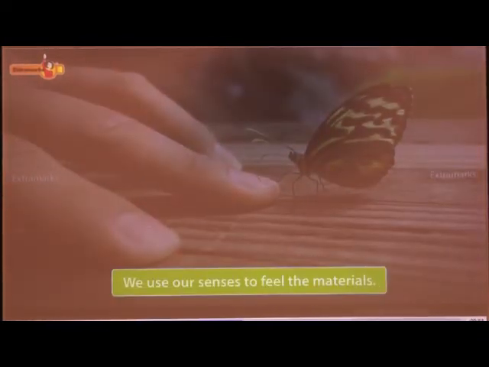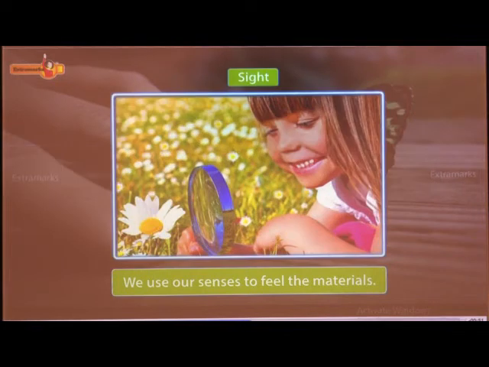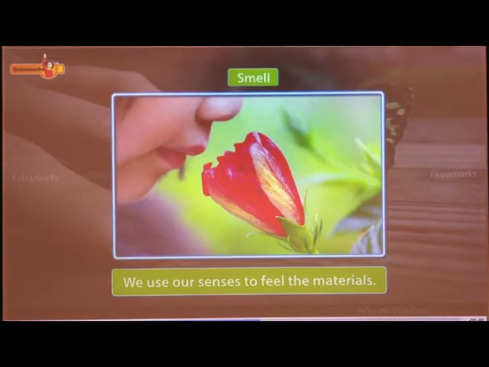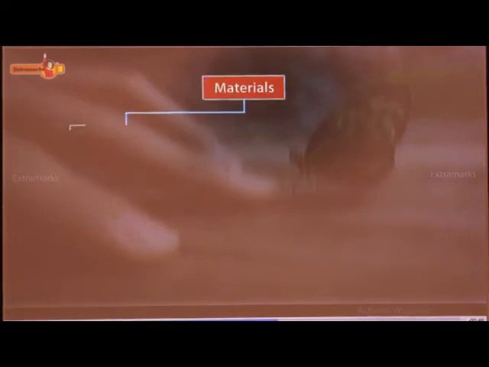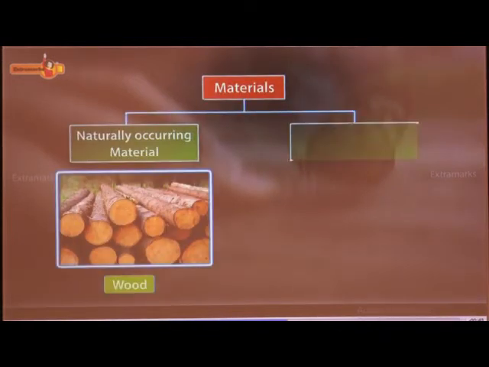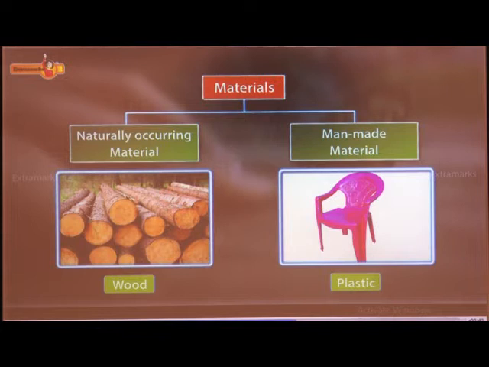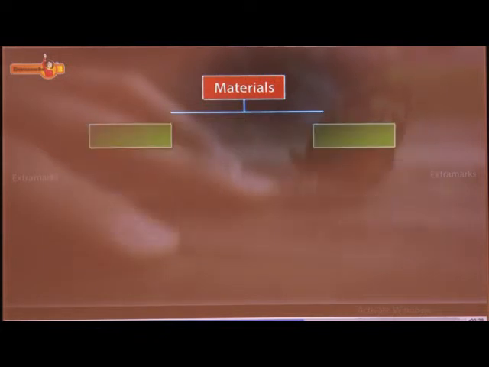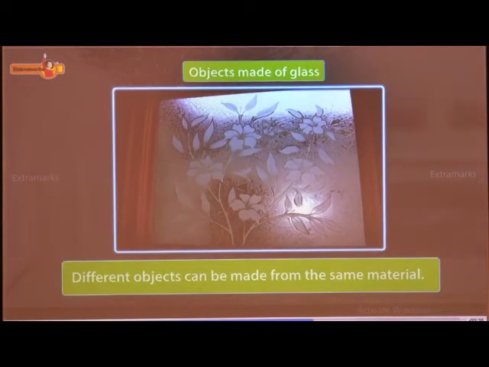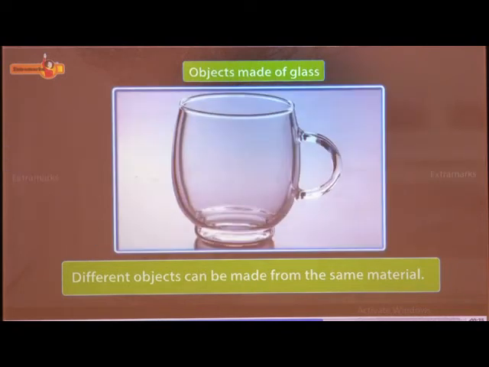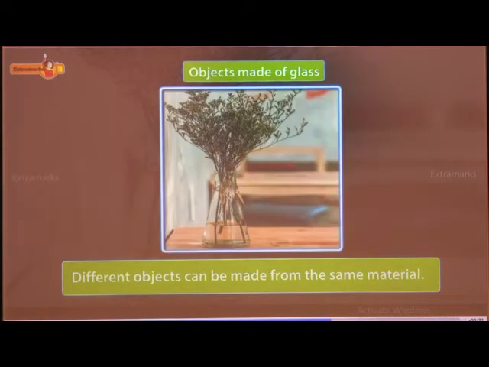We use our senses like touch, sight, smell, etc. to feel the materials. Material can be naturally occurring material or man-made material. Let us examine the materials. We can see some objects made of glass which tell us that different objects can be made from the same material.